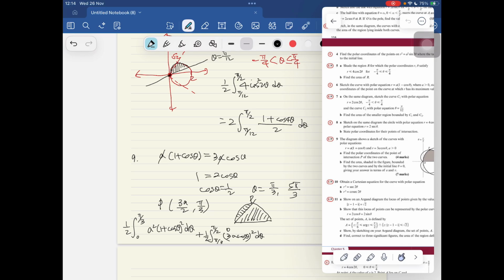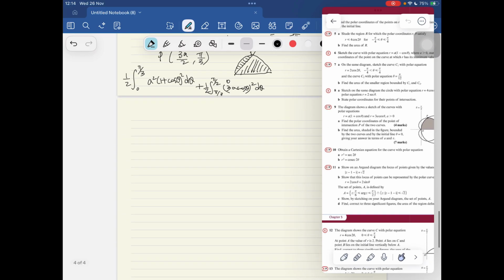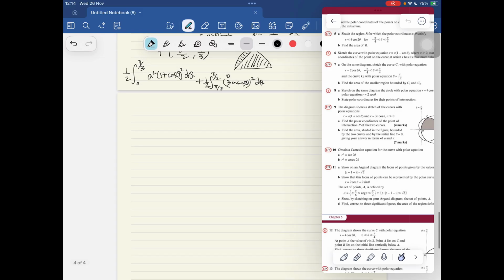And number 10. Let's obtain the Cartesian equation. Okay, so here r squared is sec 2 theta, so r squared is 1 over cos 2 theta.